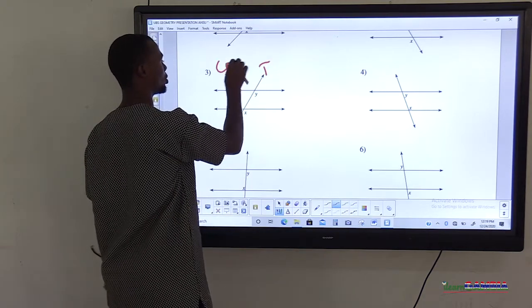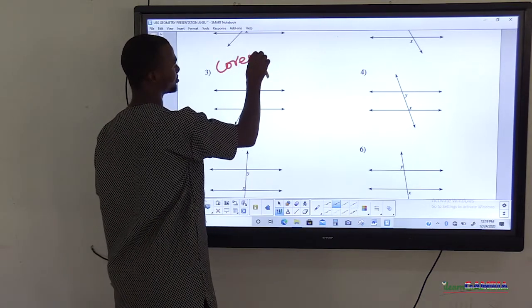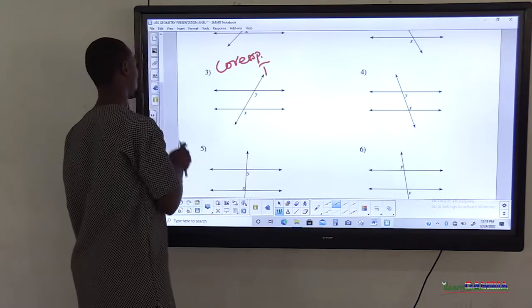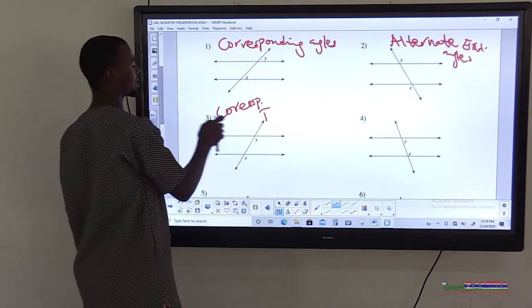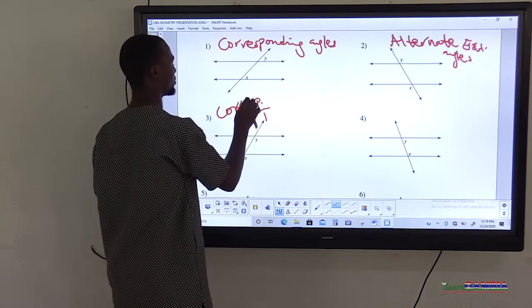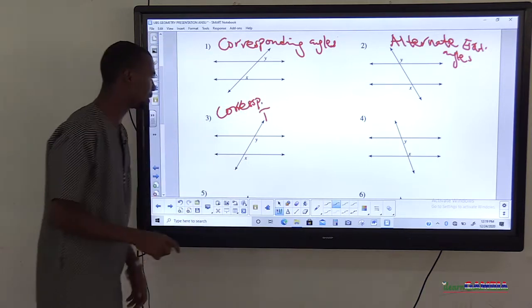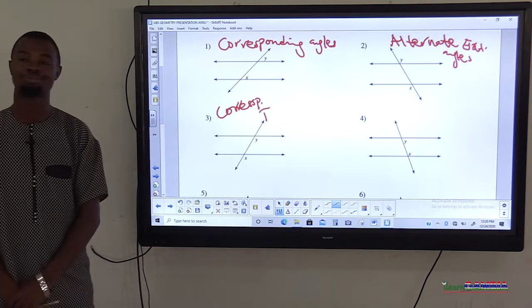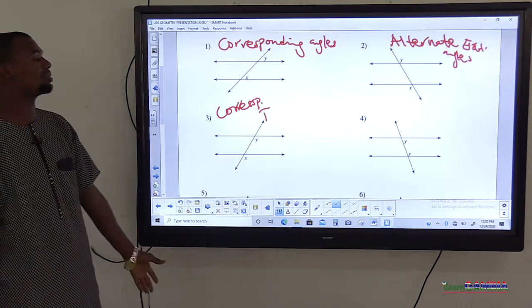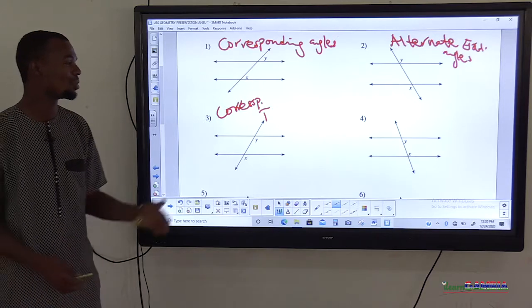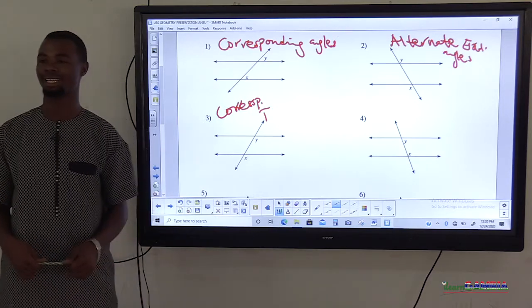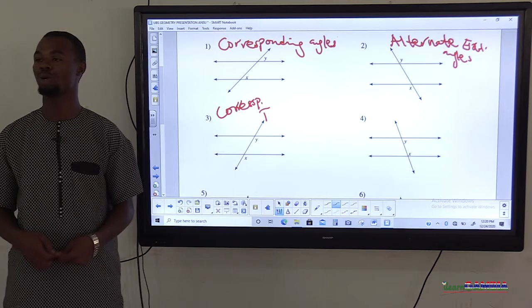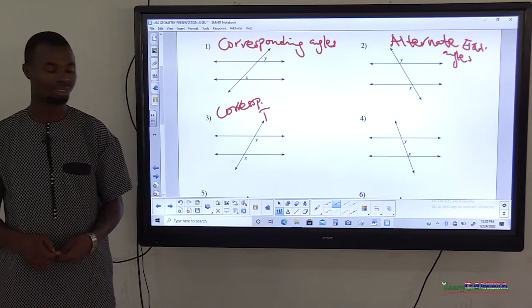This is also called corresponding angles, just like this other one here, number 1. This is corresponding angles. So the next, number 4, what type of angles is number 4? Angle Y and angle X, what type of angles are they?